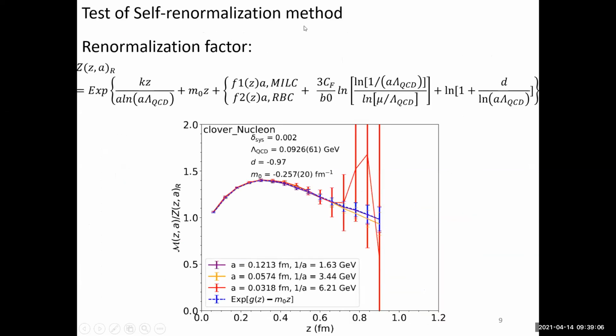To test the self-renormalization method, we can define a renormalization factor. Here it is. All the parameters here are either fixed or fitted during the renormalization steps I just mentioned above. And you can divide the bare matrix element by the renormalization factor. Here I show the results for different lattice spacings. And the result shows little dependence on a. That means our renormalization method works very well.